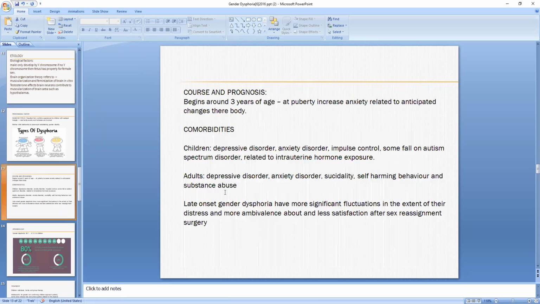This is the course and prognosis. It begins around 3 years of age. At puberty, there is increased anxiety related to anticipated changes in their body. Comorbidities: in children, depressive disorder, anxiety disorder, impulse control problems. Some fall on the autism spectrum, related to intrauterine hormone exposure. In adults, depressive disorder, anxiety disorder, suicidality, self-harming behavior, and substance abuse. Late onset gender dysphoria has more significant fluctuation in the extent of distress, more ambivalence, and less satisfaction after sex reassignment surgery.